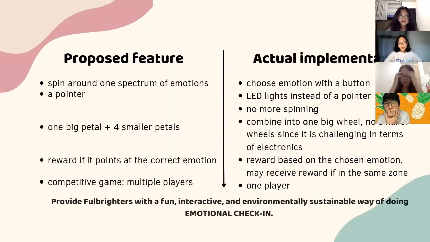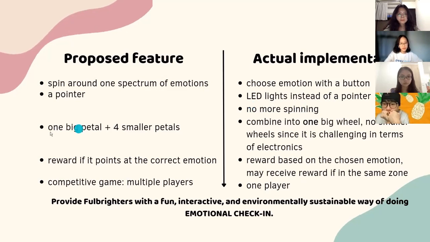Yeah, so we have made some changes from the proposed features into the actual implementation. When we proposed the features, we decided that the player would spin around one spectrum of emotions, and there would be one pointer to point at the emotion. But now we have figured out the mechanism so that they can choose the emotion with a button, and we use LED lights instead of the pointer when they click on the button. So that means there's no more spinning.